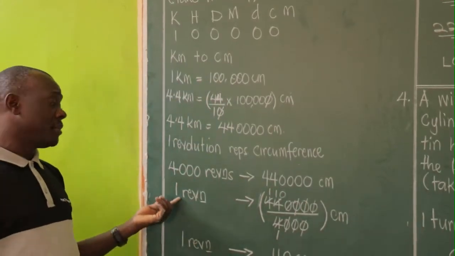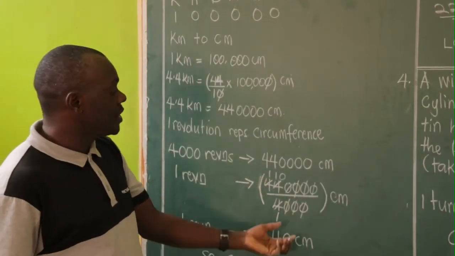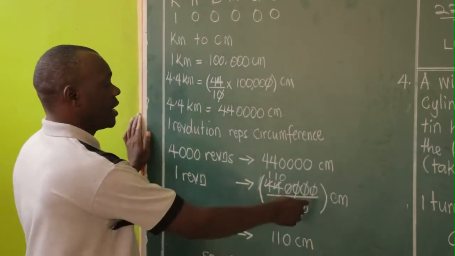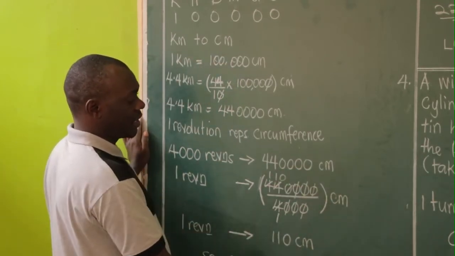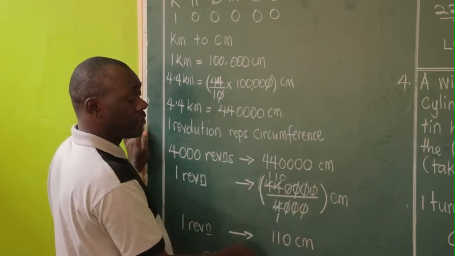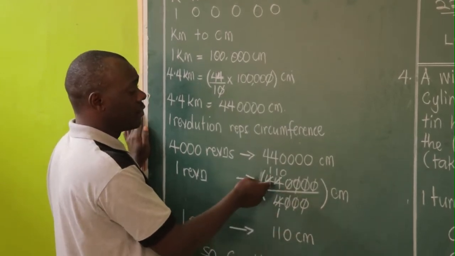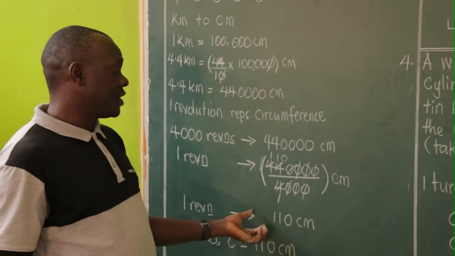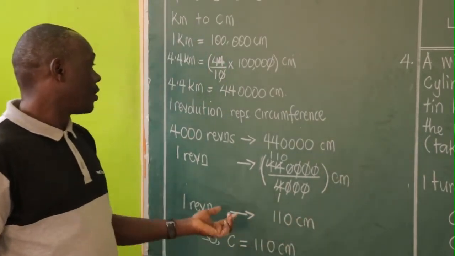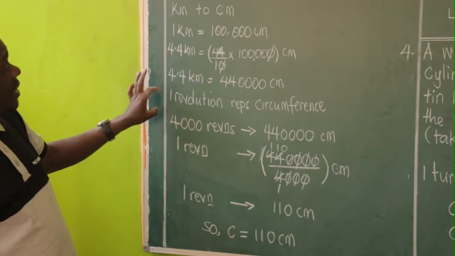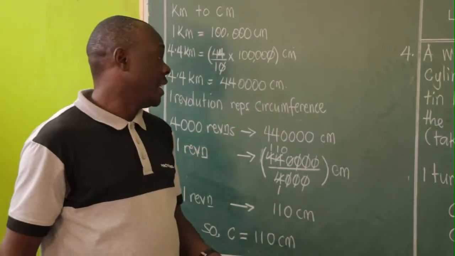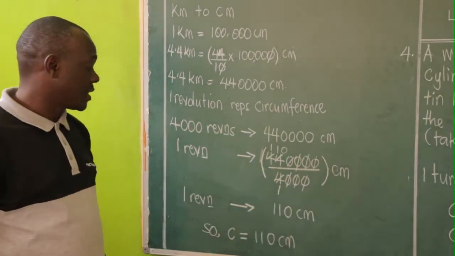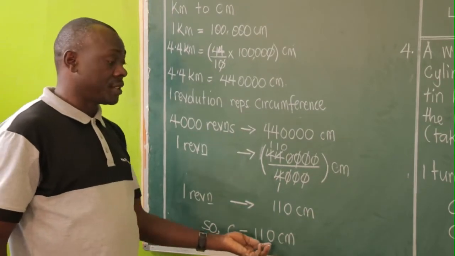What about the journey done in 1 revolution? That's 440,000 divided by 4,000 centimeters. Cancel by 10 by 10 by 10, thereby remaining with 440 divided by 4. So say 4 divided by 4, 1. And here 1. And then this 0 remained. So in 1 revolution, it covers a journey of 110 centimeters. But you're already told, the moment I get the journey made in 1 revolution, I will name it circumference. Given that 1 revolution does a journey of 110 centimeters, the circumference is 110 centimeters.